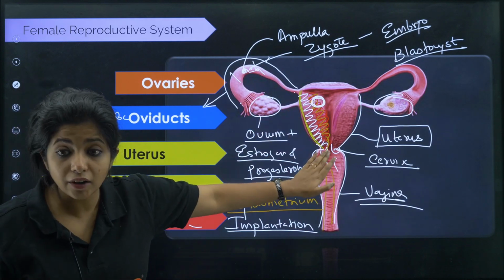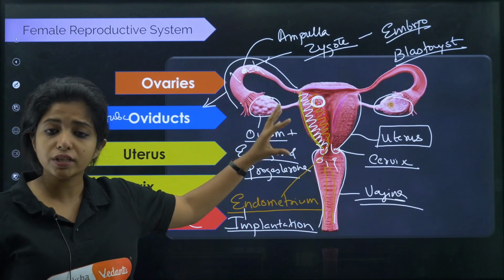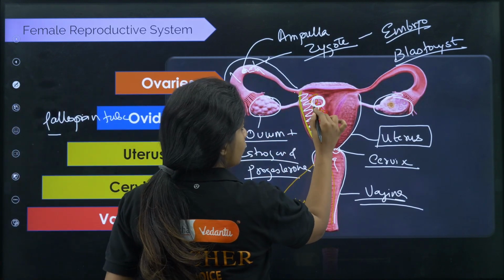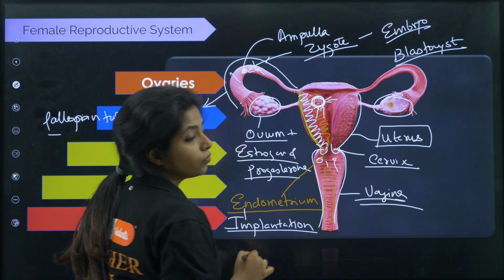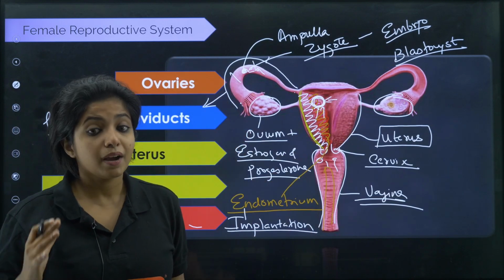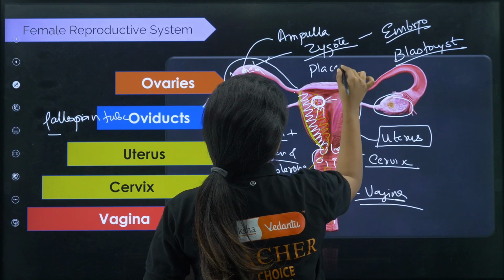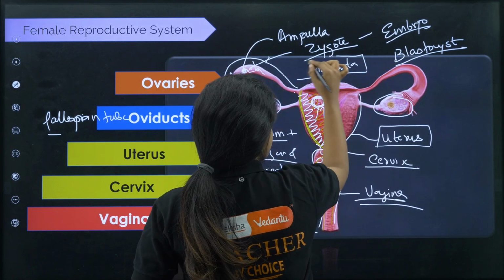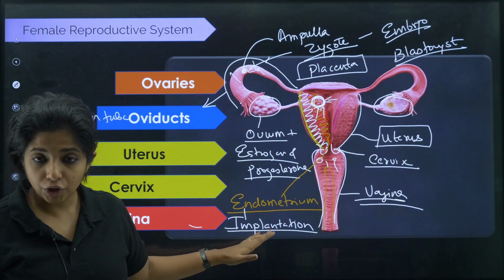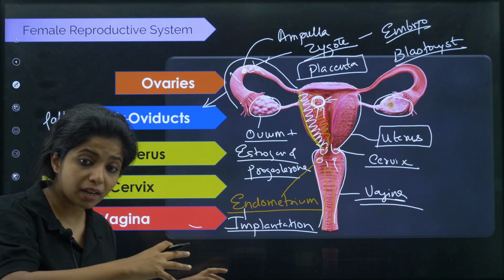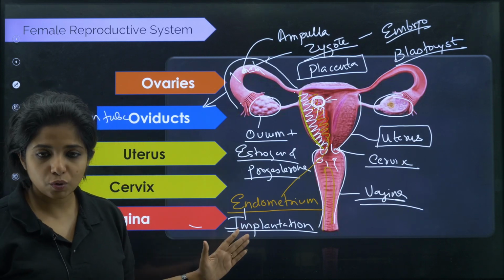Okay, and this is a very glandular layer. It has a rich supply of blood, nutrients and everything. So the embryo will be getting support to grow over here for some time until the next thing is formed, which is known as placenta. So the initial nutrient supply is given by the endometrium, and this process where it is going to come and embed is known as implantation. Please remember it.